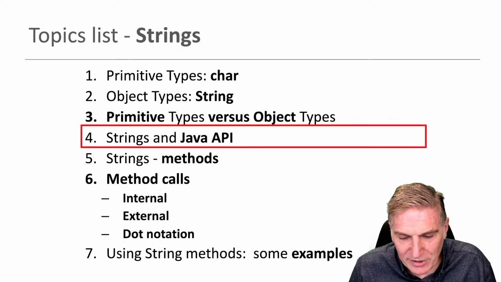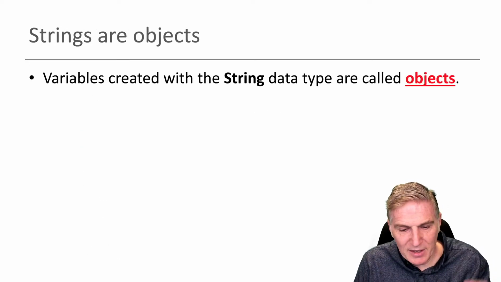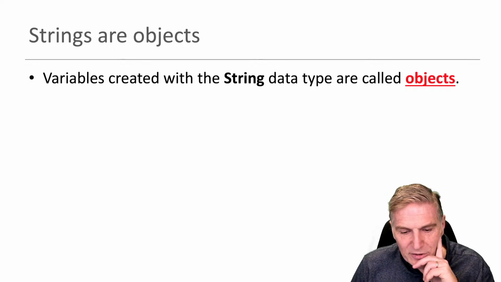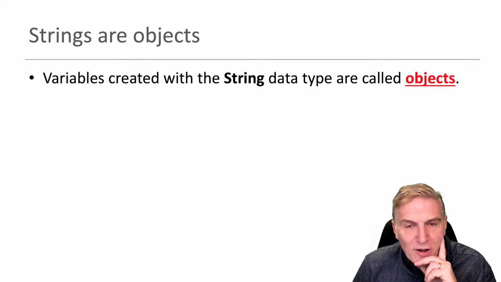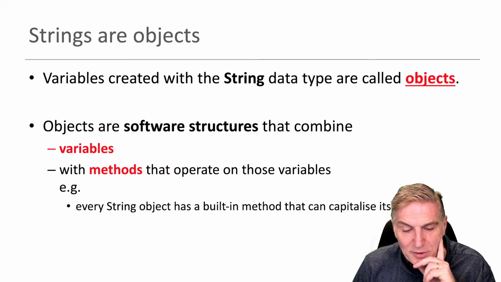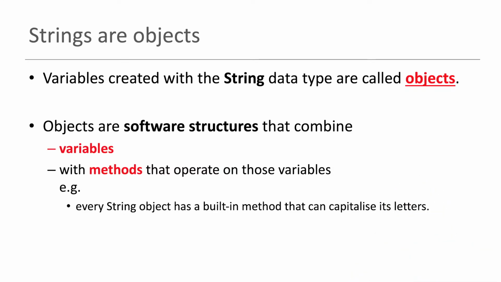Okay, so strings in the Java API. Variables created with the string data type are called objects. Objects are software structures that combine variables with methods that operate on those variables. For example, every string object has a built-in method that can capitalize letters.